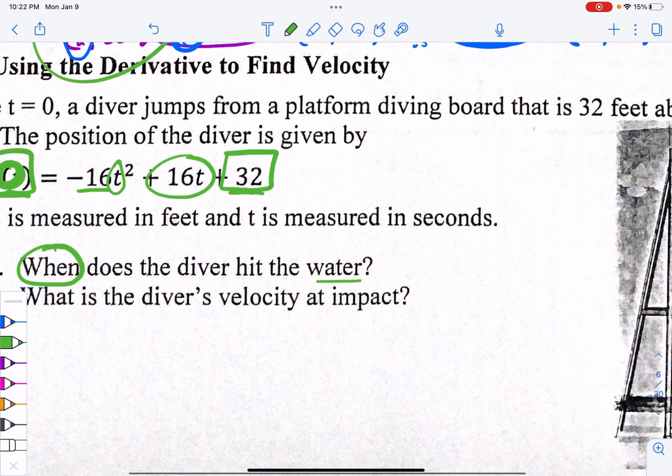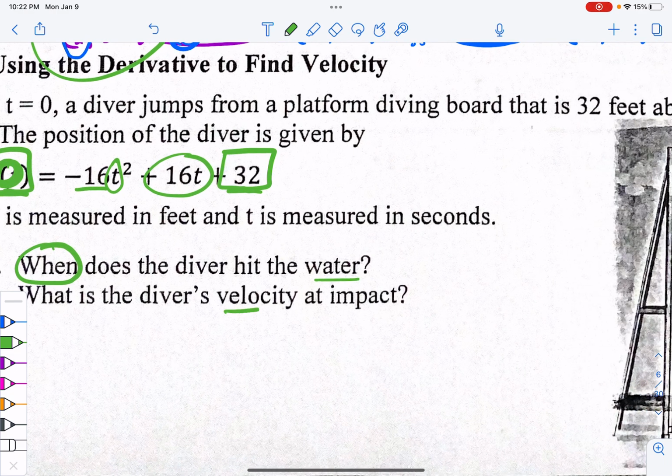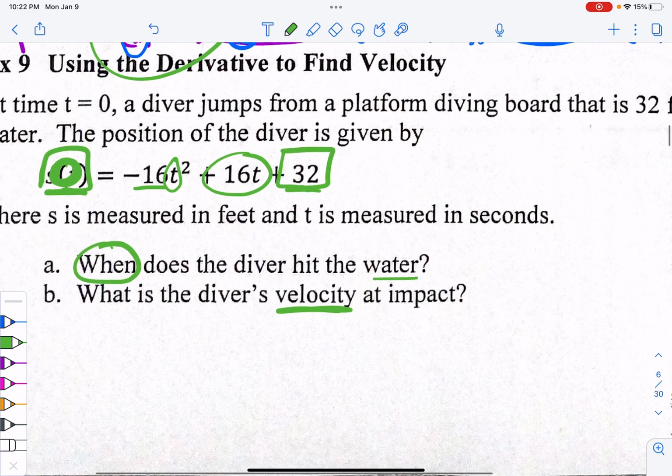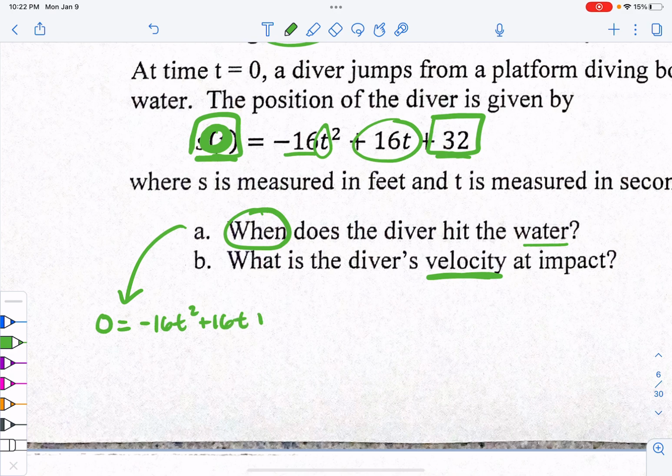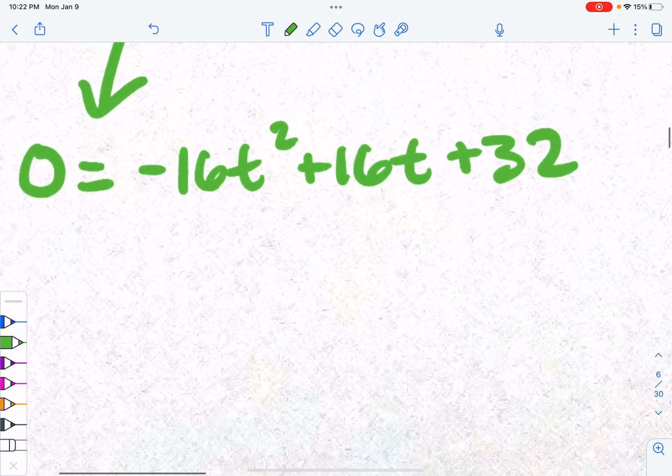0. So this is not asking for a derivative. It's not asking for velocity. That's in part B, okay? I'm going to do part A down here so I have a little bit more room to work. They're asking, at a height of 0, how long does it take to get there? So I have this stuff going on, okay? All right, so we're solving for t.